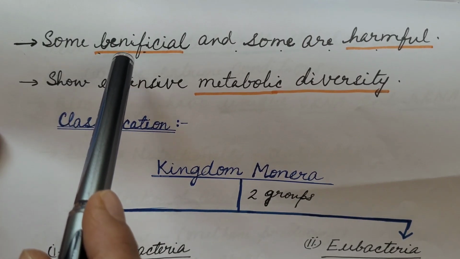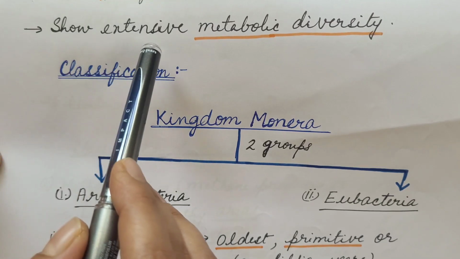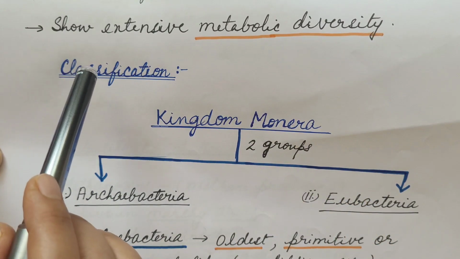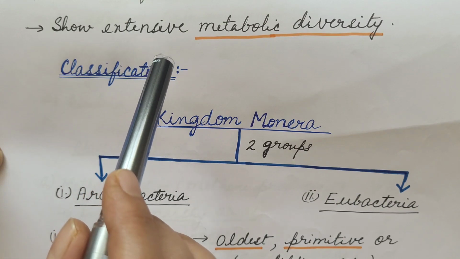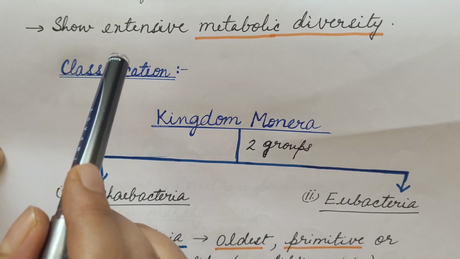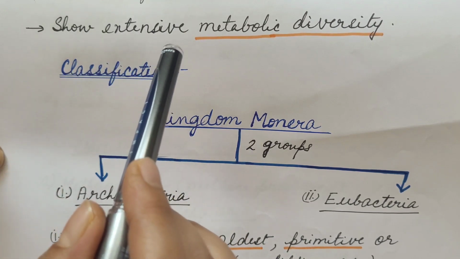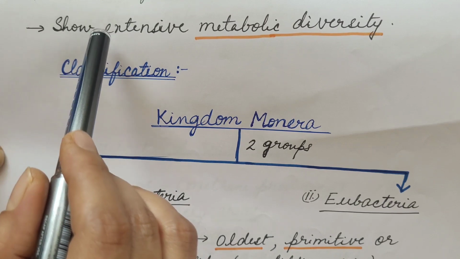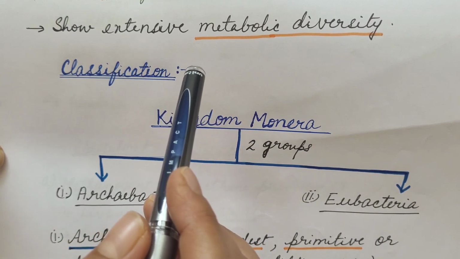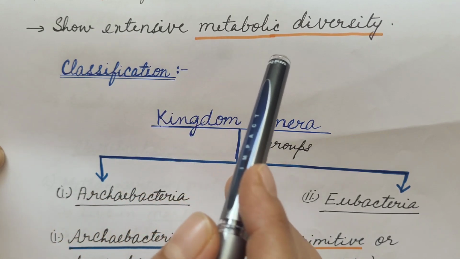Moneran cells are microscopic, that is, Moneran cells are very small, 1 to a few microns in length. Some Monerans are beneficial to organisms and some are harmful. These show extensive metabolic diversity. The reactions by which substrate molecules are broken down by the bacteria in order to obtain energy are diverse among bacteria. Hence, we say that these show extensive metabolic diversity. That is, there are various reactions by which they break down the substrate molecule in order to obtain energy.